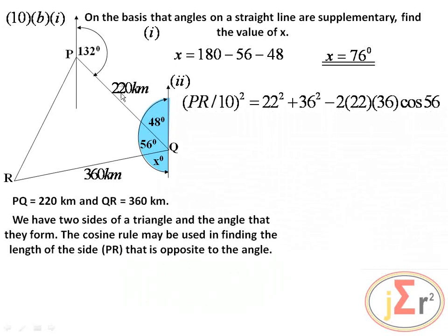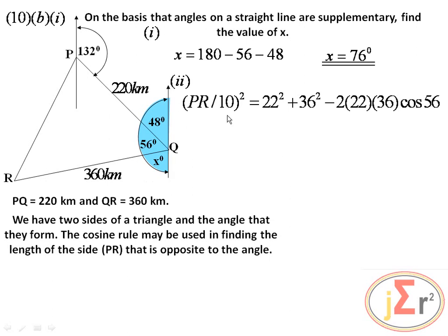Two sides of a triangle and the angle that the two sides form, we may be able to determine the length of the side that is opposite to the known angle. Now, what we have done right here is divide PR by 10, and as a matter of fact, we have divided each one of the sides by 10, and that is done in order that the expression may be less cumbersome. We have less digits, a little bit easier to work with in terms of how large the physical expression will be.